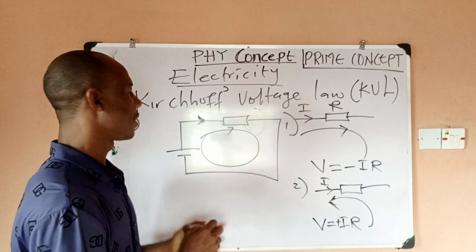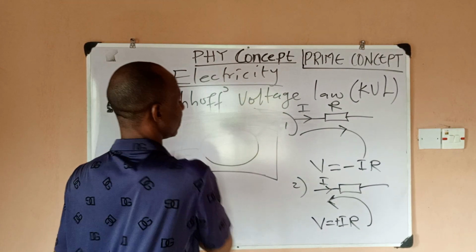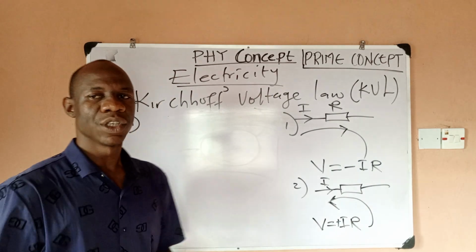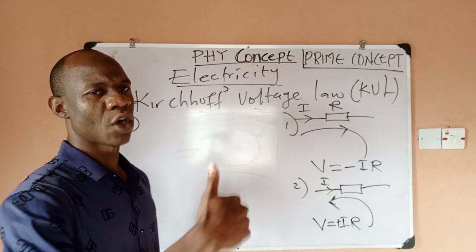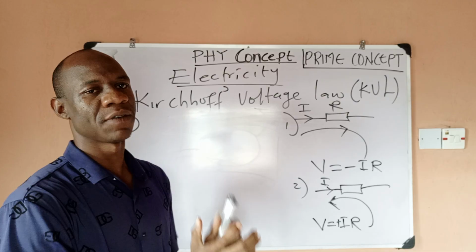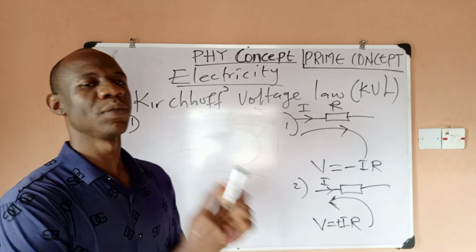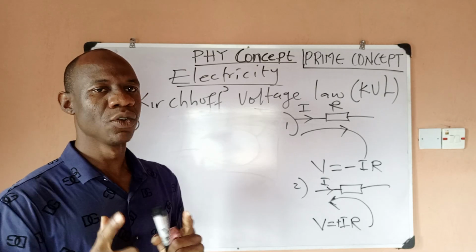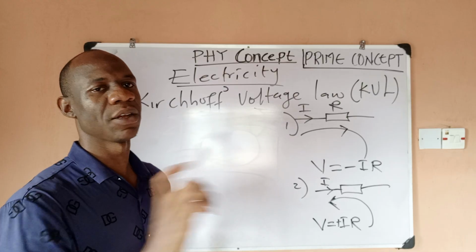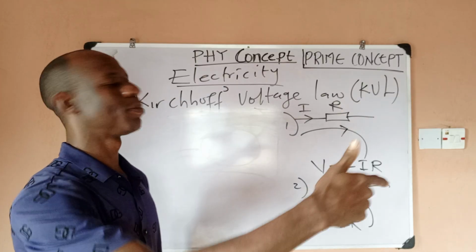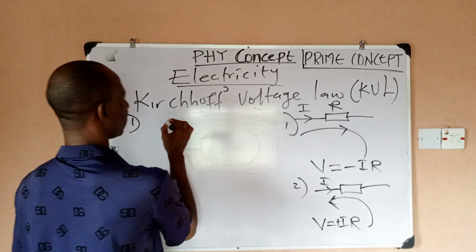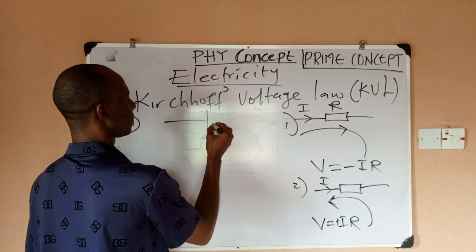The other sign convention we need to understand is that if our loop comes out from the positive terminal of our battery, then the EMF will be positive. If our loop comes out from the positive terminal of a battery, EMF will be positive. What do we mean by that? And this is our battery.